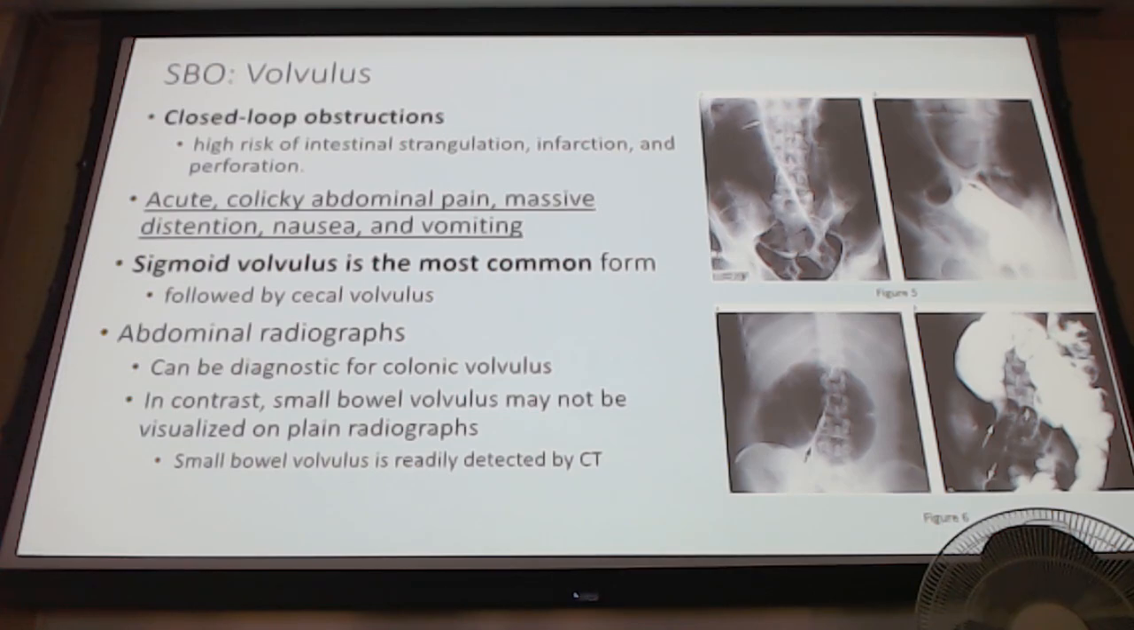You may have pain out of proportion. It may look like or mimic mesenteric ischemia. Basically, we do either abdominal radiographs or CTs, where it shows that transition point or where the contrast doesn't go further. Sigmoid volvulus is the most common, so that's lower left quadrant, followed by cecum, which is the lower right quadrant.